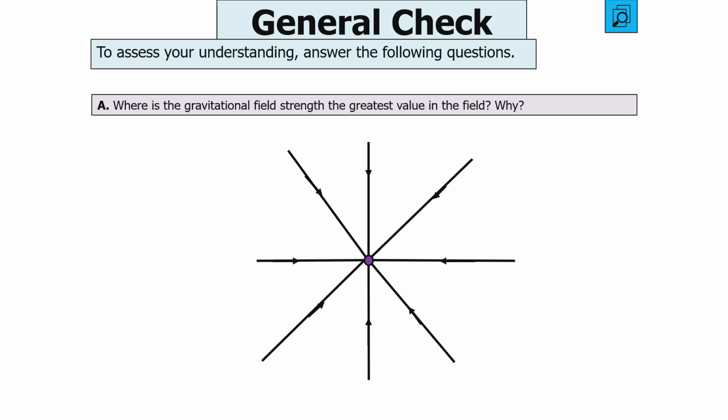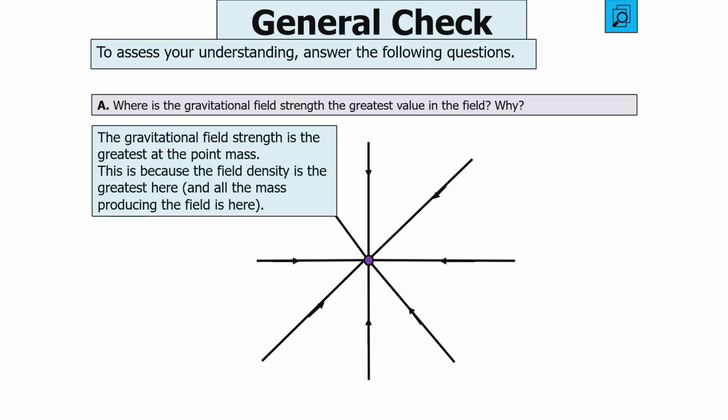Where is the gravitational field strength the greatest value in the field, and why? The gravitational field strength is the greatest at the point mass. This is because the field density is the greatest here, and all the mass produced in the field is here.